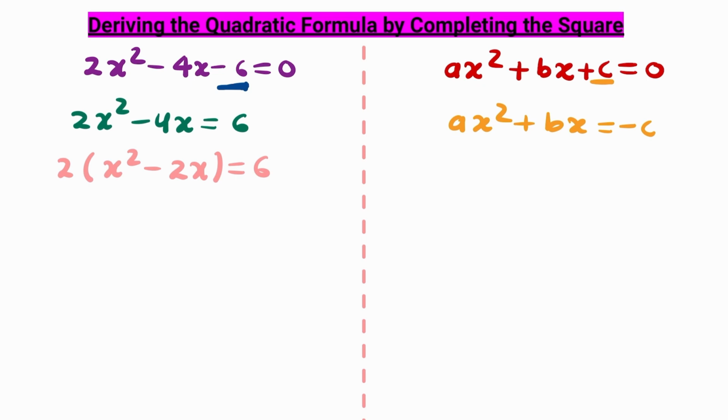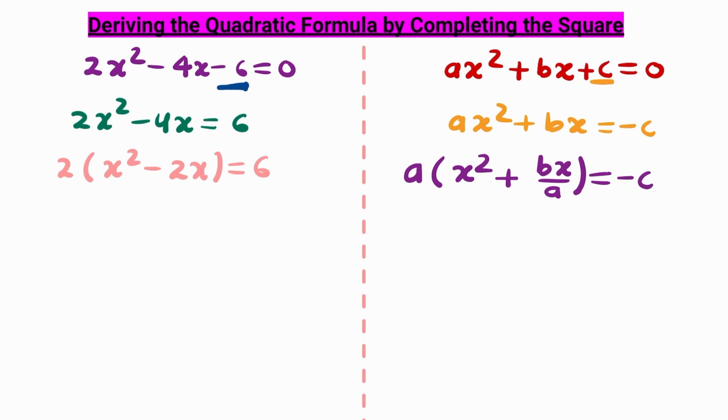It's the same on the right hand side. The coefficient of x squared is a. The coefficient should be 1. So we have to factorize a from the left hand side of the equation. We can take a as a common factor. So what will be remaining inside the brackets? Ax squared divided by a is x squared. And then bx divided by a, it will be bx over a, equal to minus c.